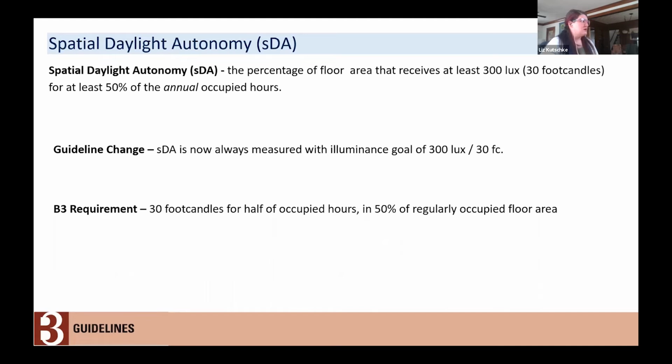And that is for 50% of the regularly occupied floor area, which, as we recall, is the floor area within regularly occupied spaces. We're asking for 30-foot candles from daylight for half of the hours. So half the time, half the space, 30-foot candles.